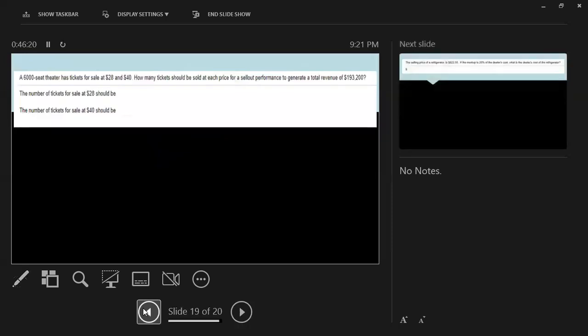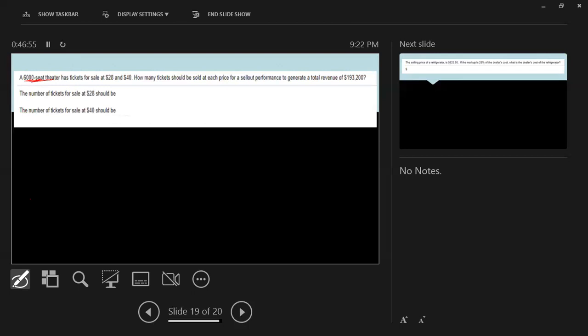Oh, I think I skipped an item. Oh, here it is. All right, so for this particular item, you probably remember this from your homework as well, more recently. A 6,000 seat theater has tickets for sale at $28 and $40. How many tickets should be sold at each price for a sellout performance to generate a total revenue of $193,200? All right, so if you remember from our homework, we have a 6,000 seat theater, right?